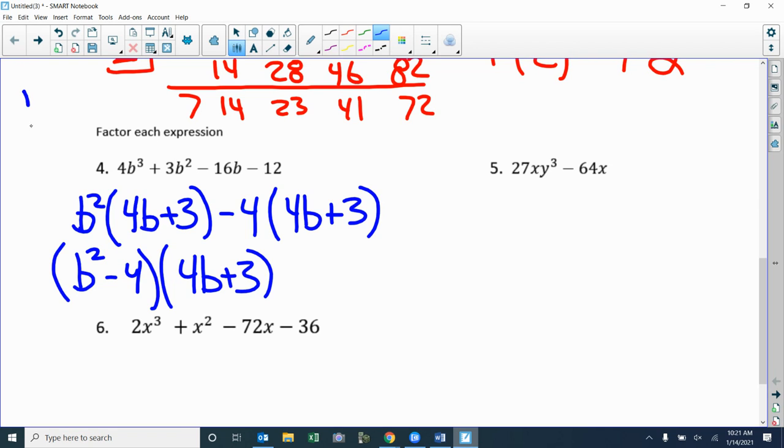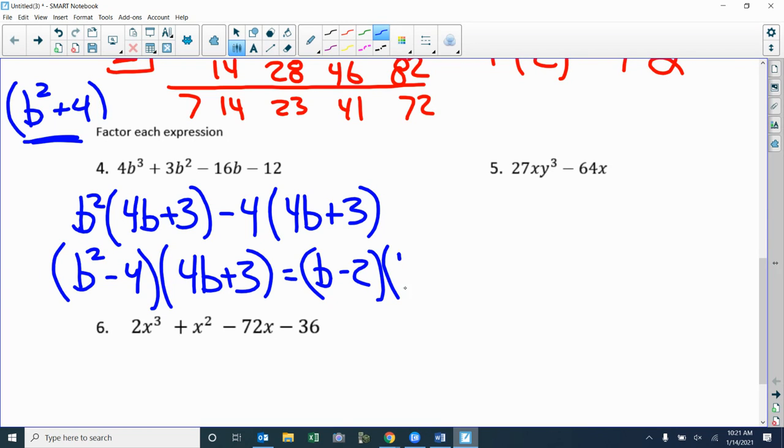Remember, if it was b squared plus 4, I leave that alone, okay? The sum of squares I cannot factor. But the difference does factor. The b minus 2 and b plus 2. If you were to FOIL b minus 2 and b plus 2 out, you would get this, okay? Because the middle terms would cancel. We still have that other thing along with it, 4b plus 3, so don't lose sight of him being along there also.